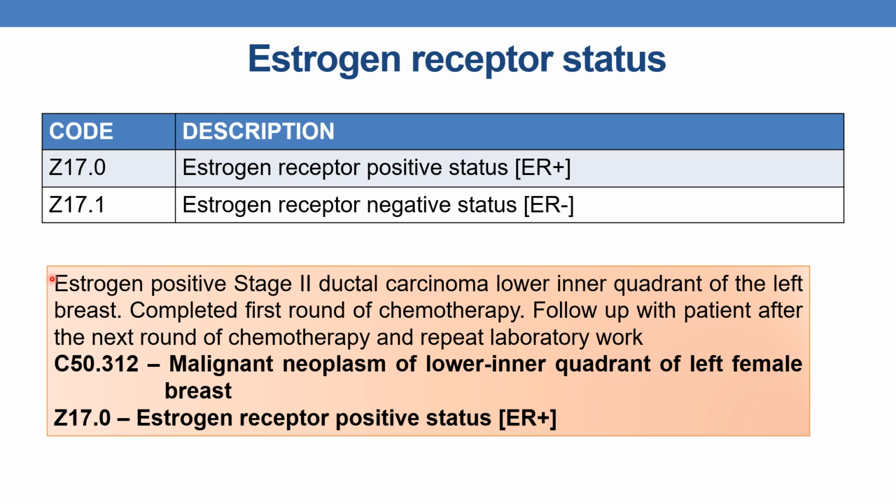Let us see an example. Estrogen positive, stage 2 ductal carcinoma, lower inner quadrant of the left breast. Completed first round of chemotherapy. Follow up with patient after the next round of chemotherapy and repeat laboratory work. Here, first you need to code the malignancy, C50.312 to indicate malignant neoplasm of lower inner quadrant of left female breast, followed by Z17.0 to indicate estrogen receptor positive status.